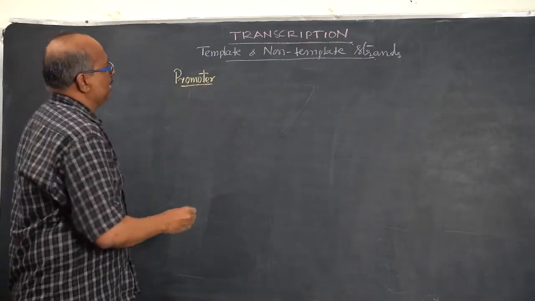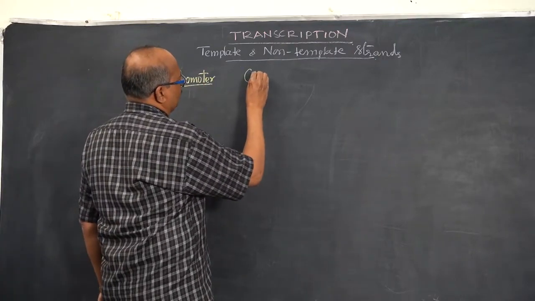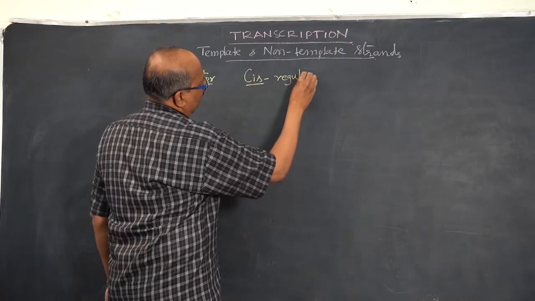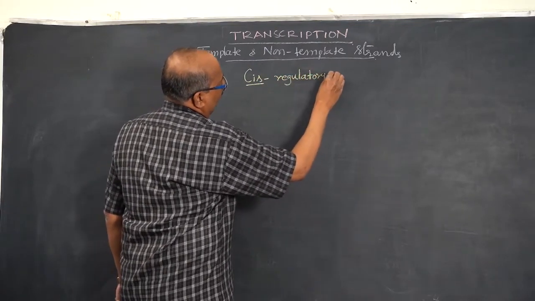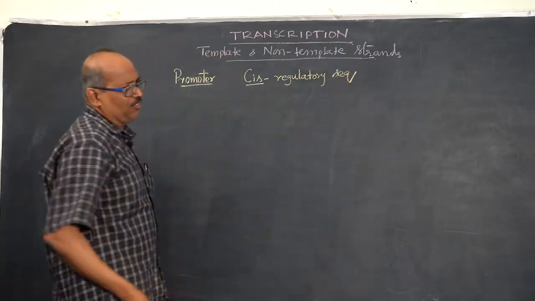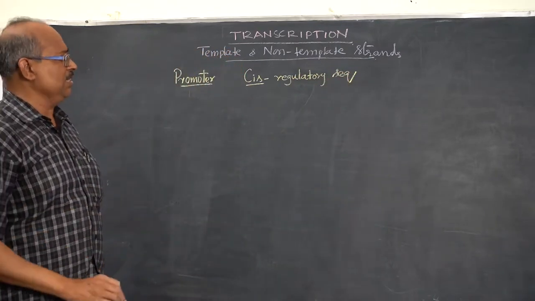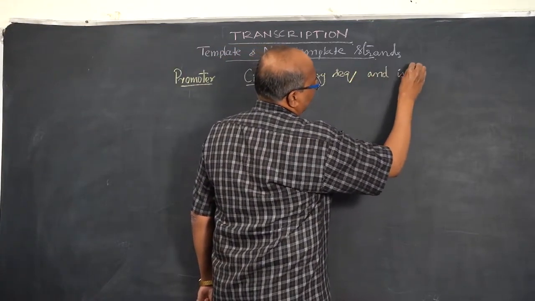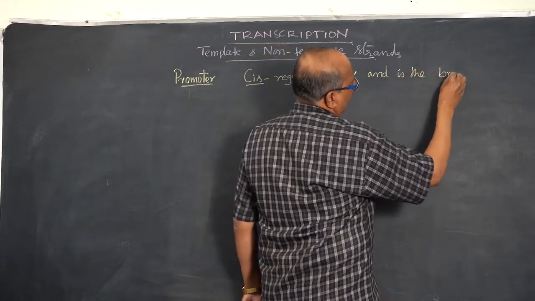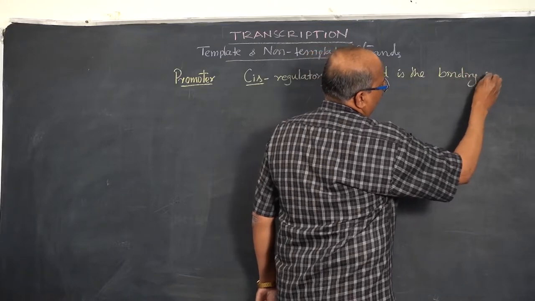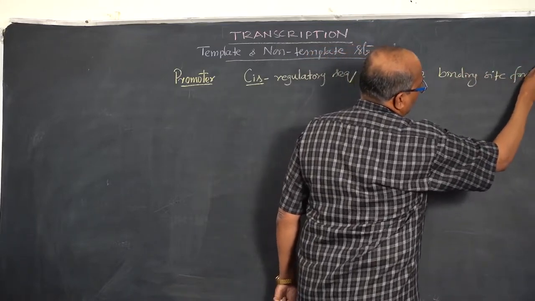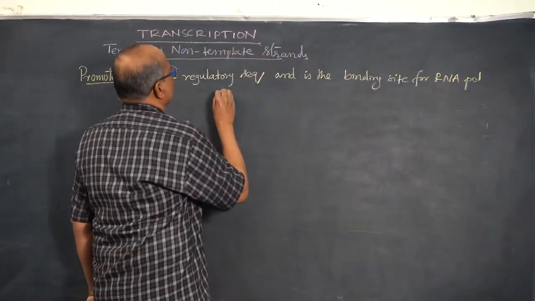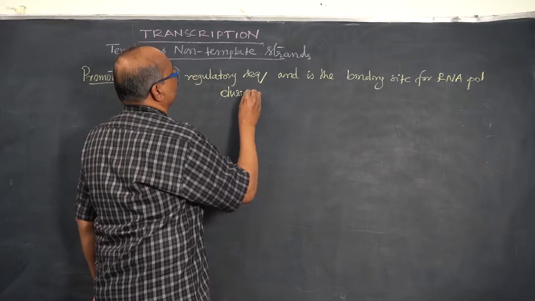A promoter is a cis-regulatory sequence. Cis means it will affect the adjacent region. Cis-regulatory sequence, that's one function it has. It will be affecting the adjacent region and is the binding site for RNA polymerase during transcription initiation.